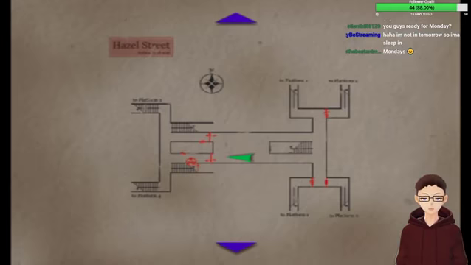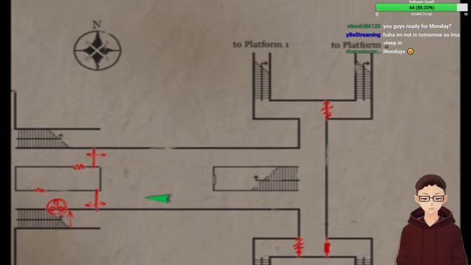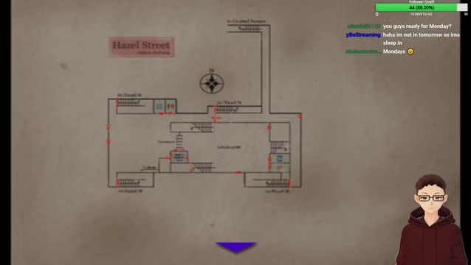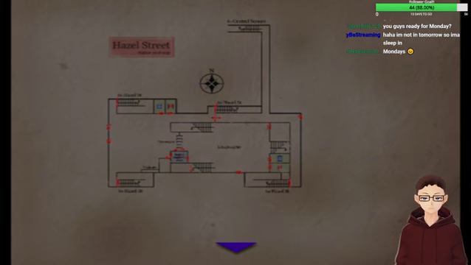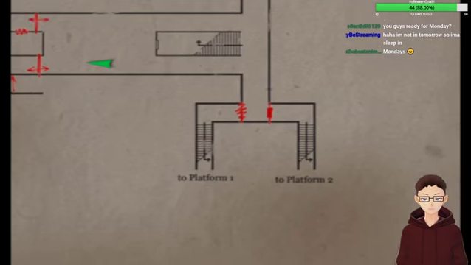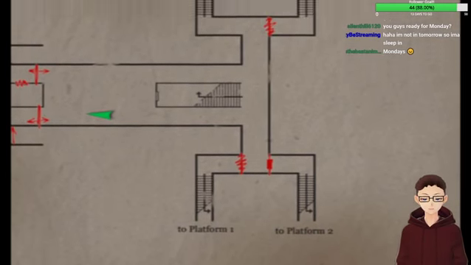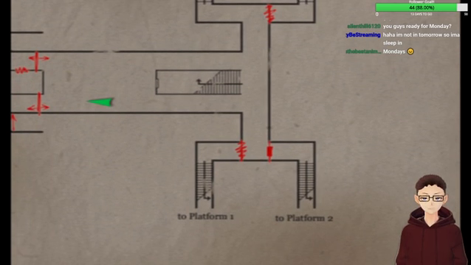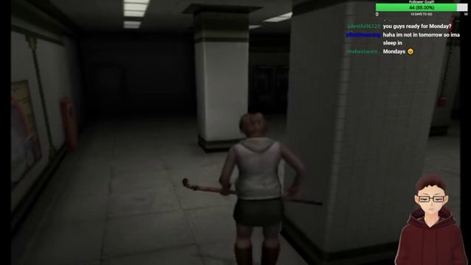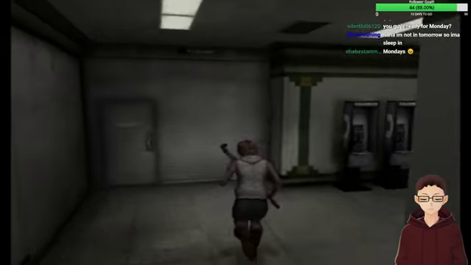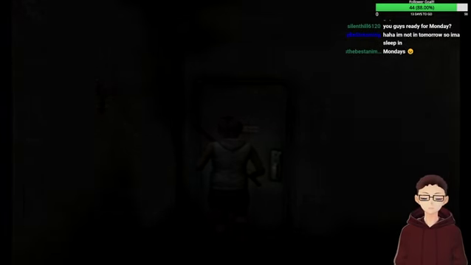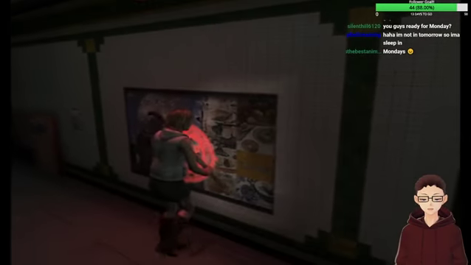Okay. Have I explored everywhere? I want to say yes. Okay. So we have a quest location right here. We have to be able to unscrew a nut. And... okay. Ah, shut up, Heather, you're fine. Okay. So, back through here. I'm gonna save again, because I'm scared.